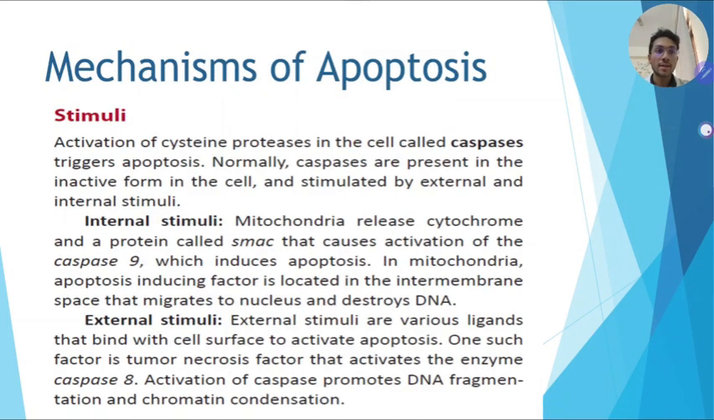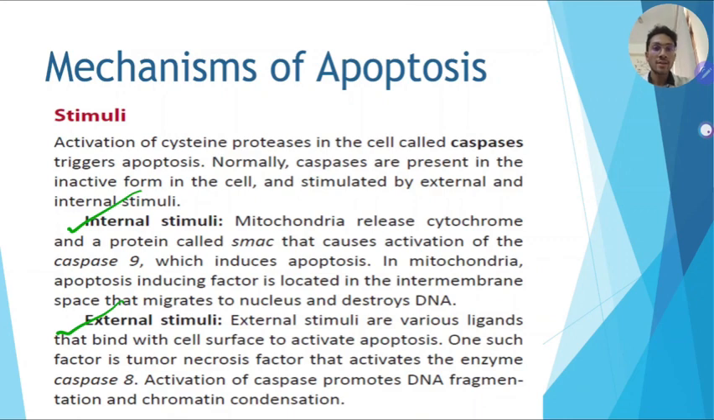Mechanism of apoptosis. Firstly, we will discuss the stimulus for apoptosis. The activation of cysteine proteases in the cell, called caspases, triggers apoptosis. Normally, the caspases are present in the inactive form in the cell and are stimulated by external and internal stimuli. Thus, we can say that the stimuli are of two types, that is, internal stimuli or external stimuli. We will firstly discuss the internal stimuli.